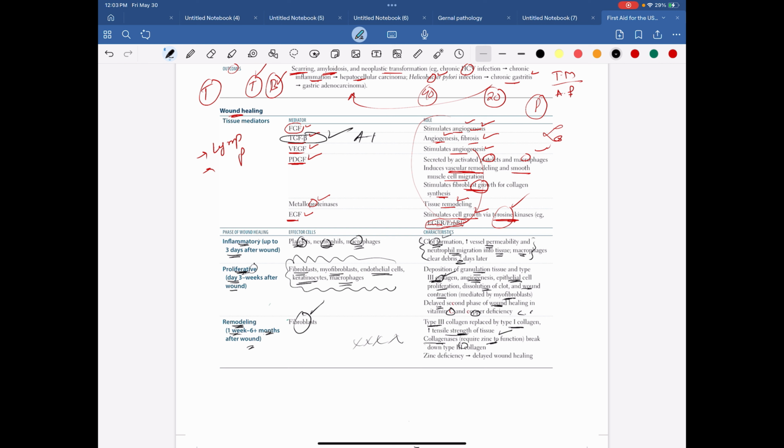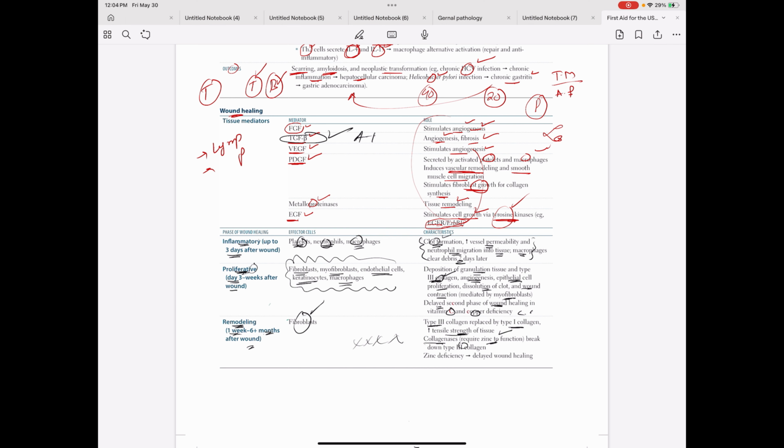Then after that, I mention here the phases. The total number of phases is 3: inflammatory, proliferative, and remodeling. You guys have to remember in which phase which vitamin is required. Vitamin C and copper are required in the proliferative phase. We require zinc for the remodeling phase. So these are the important points related to this wound healing.